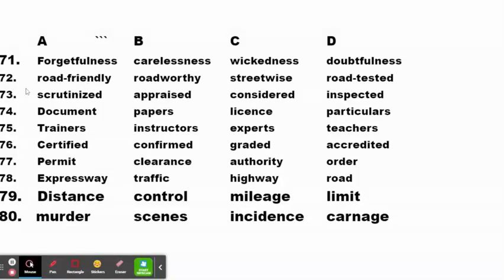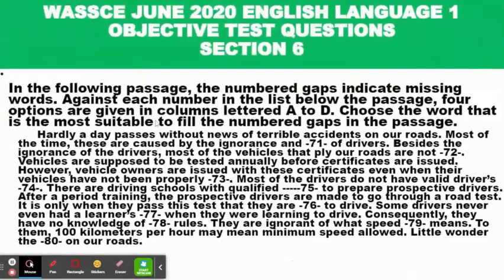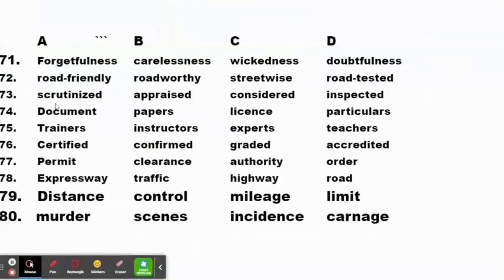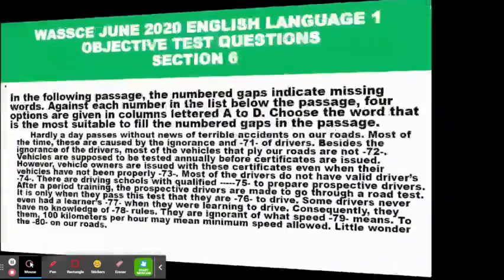Okay, so let's now go back to the passage, and we are looking for question 73. Vehicles are supposed to be tested annually before certificates are issued. However, vehicle owners are issued with these certificates even when their vehicles have not been properly dashed. And then we have 73. Let's go to 73. Option A, scrutinized. B, appraised. C, considered. D, inspected. Of course, D is appropriate. Inspected. That's why you have the VIOs, vehicle inspection officers. What they do is inspect. That's the language of road transportation.